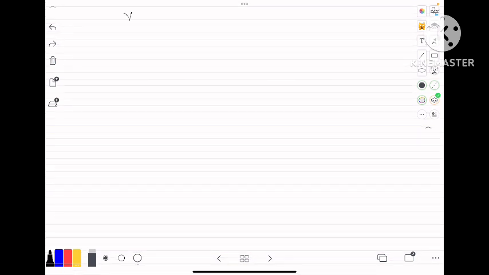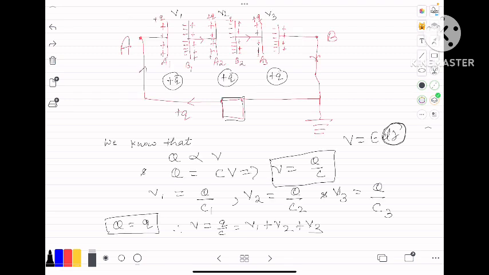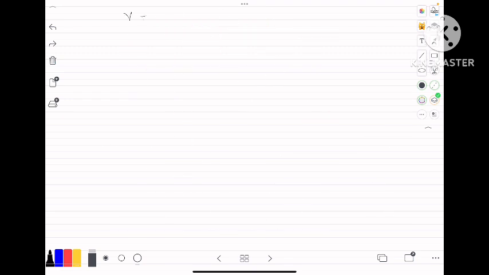V is equal to Q upon C is equal to V1 plus V2 plus V3 is equal to Q upon C1 plus Q upon C2 plus Q upon C3. Q upon C is equal to Q1 upon C1 plus Q upon C2 plus Q upon C3.